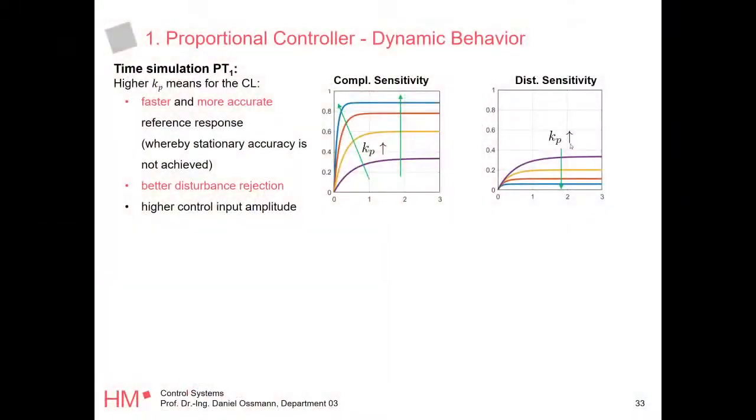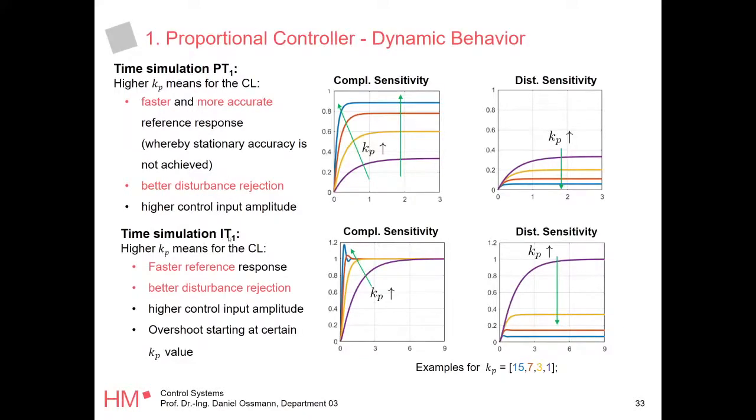And for the disturbance, well, the disturbance sensitivity gets down, right? When we increase the gain, the disturbance rejection gets better. However, we never reach 0, and it gets a little bit faster as well. Okay? This was for the proportional system.